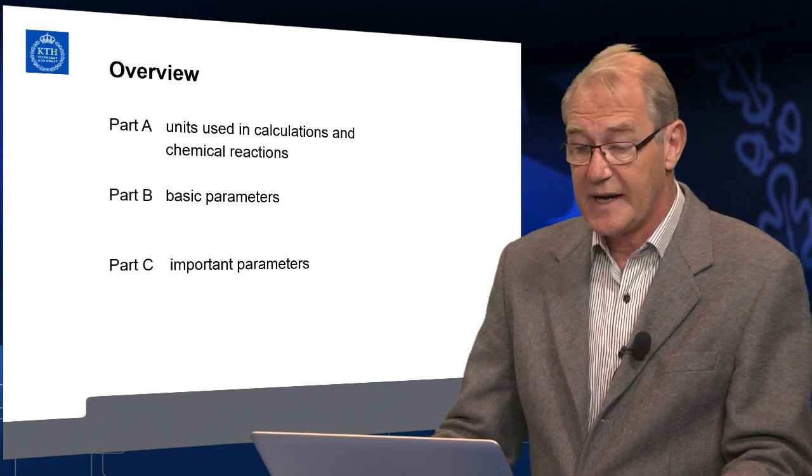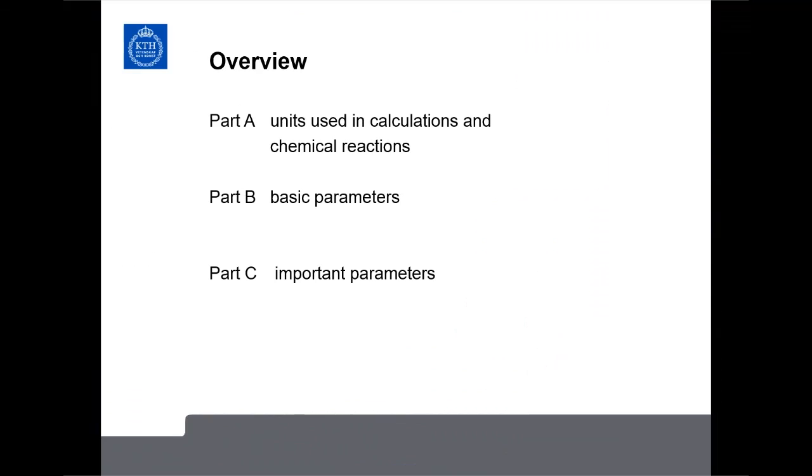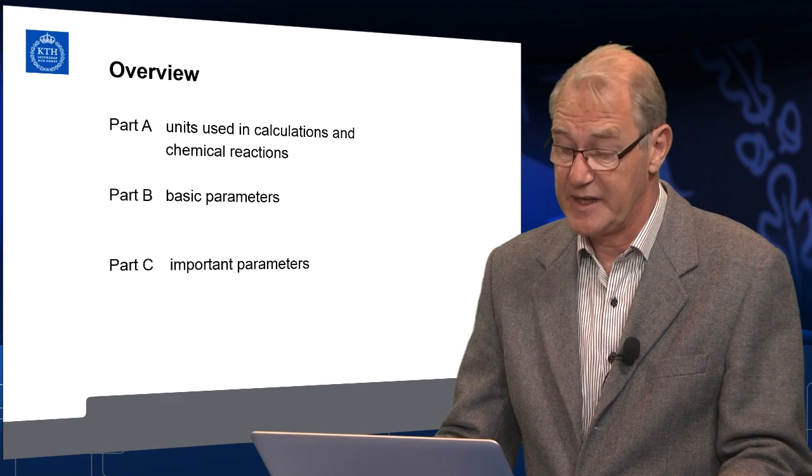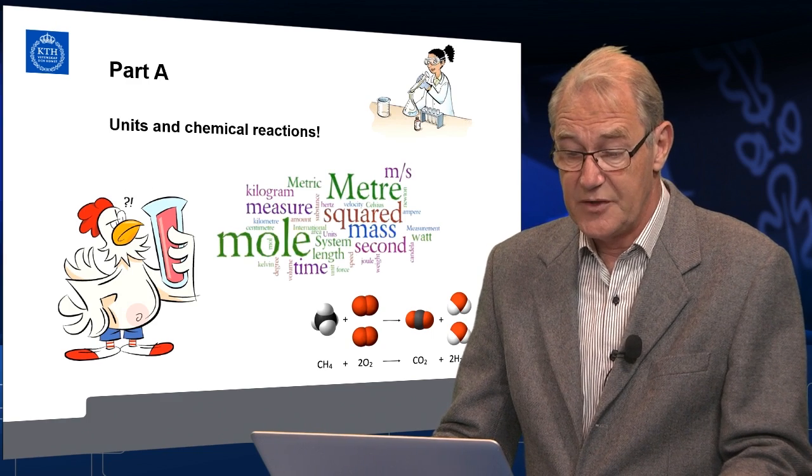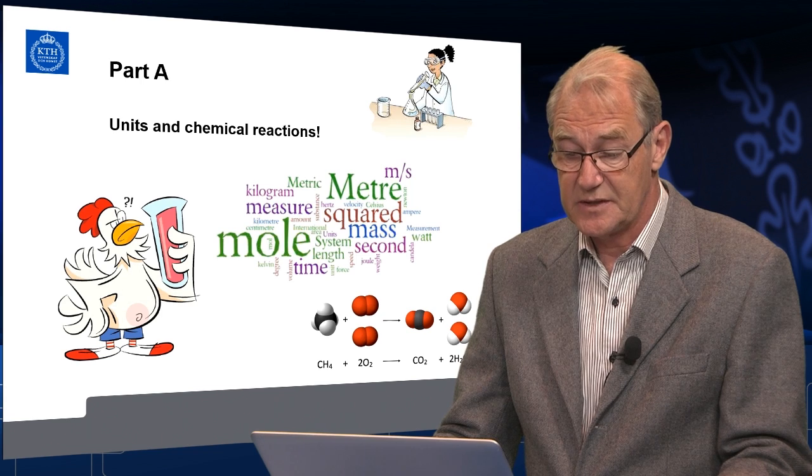The course is divided into 3 parts. You can see here we have part A, which will treat units and calculations and also the basic chemical reactions. We have part B with some basic parameters, and we have part C with important parameters. Part A, units and chemical reaction.